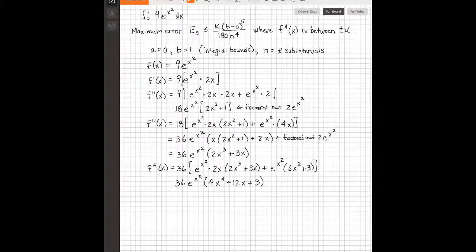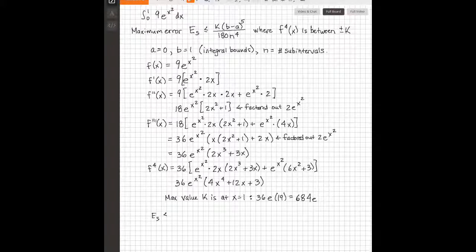And we're ready to try to find that value k to plug in to our formula for the error. Well, if we plug in 0, we're going to get a value of 0. When we plug in the other boundary at x equals 1, that must be our maximum value of k, which is 36 times e times 19, which is 684 times e.